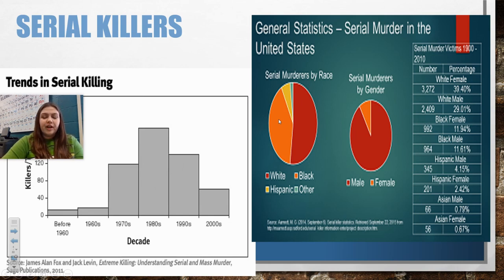I'd be interested to know where they got these statistics, like if they were counting gang violence, because gang violence would be more than one murder, but I don't really think of that as a serial killer. Then for serial murders by gender, very predominantly male. Okay, so very, very much so predominantly male. There are some female serial killers, but very few.